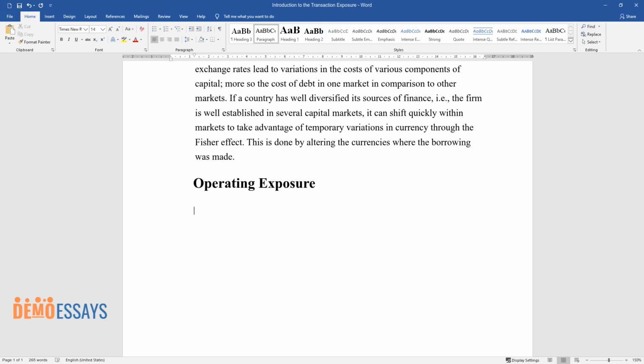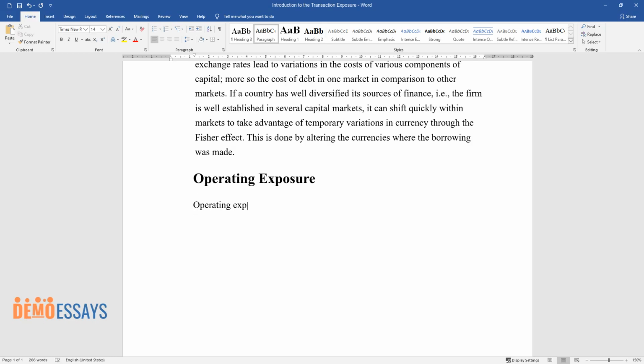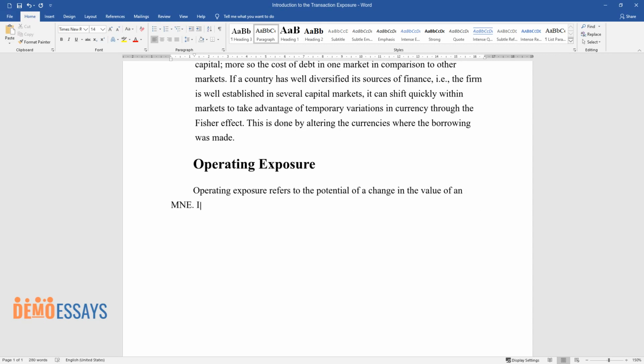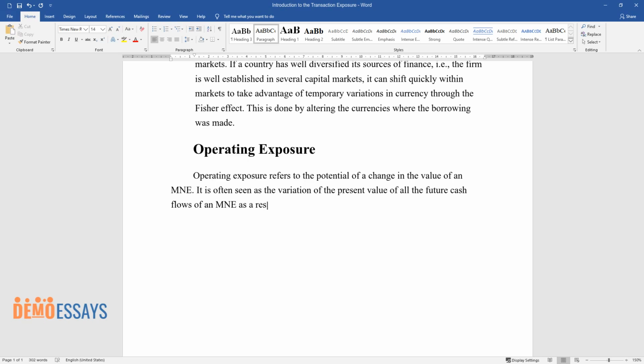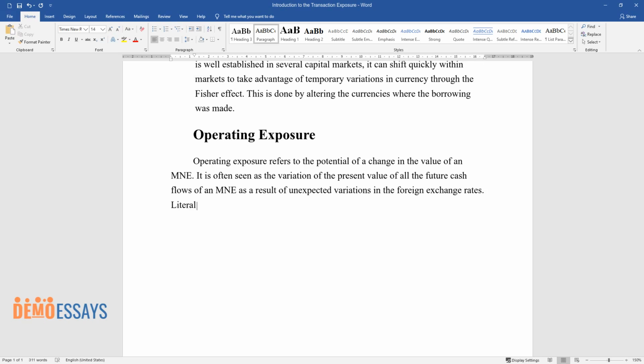Operating exposure. Operating exposure refers to the potential of a change in the value of a multinational enterprise. It is often seen as the variation of the present value of all the future cash flows of a multinational enterprise as a result of unexpected variations in the foreign exchange rates.